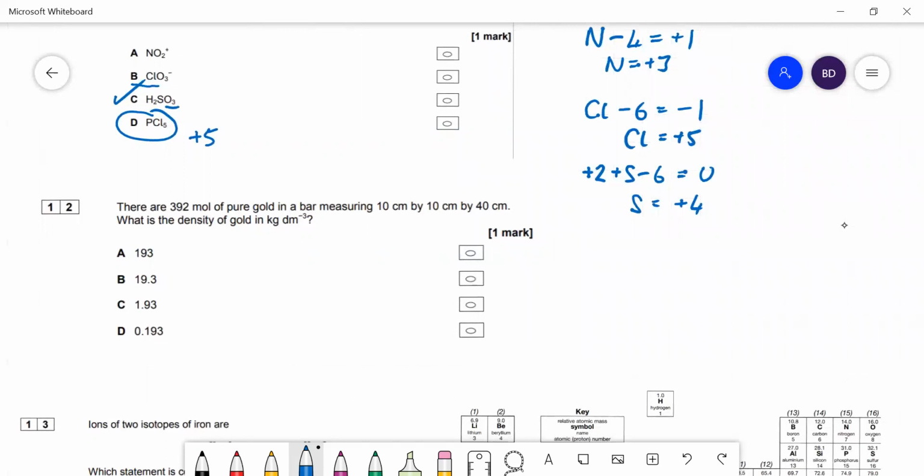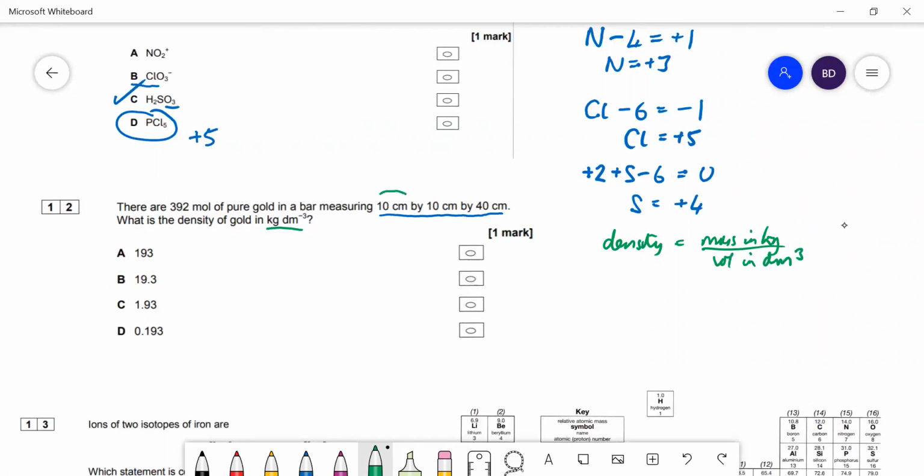Question 12, a bit of a physics question here, really. 392 moles in a gold bar measuring that. Okay, what's the density? Well, density is equal to mass over volume, and the units are kilograms per dm cubed, so it's mass in kilograms over the volume in dm cubed.